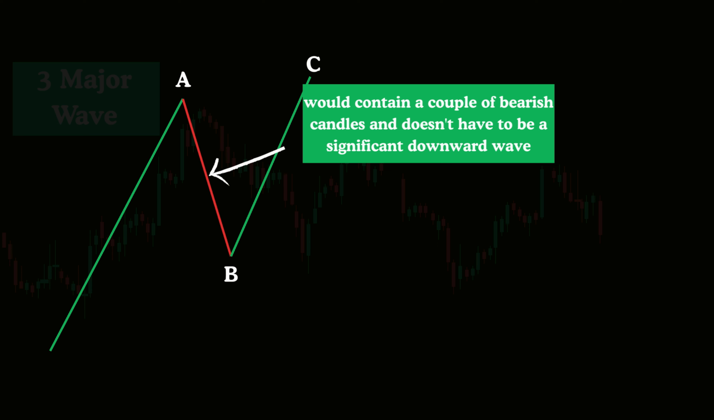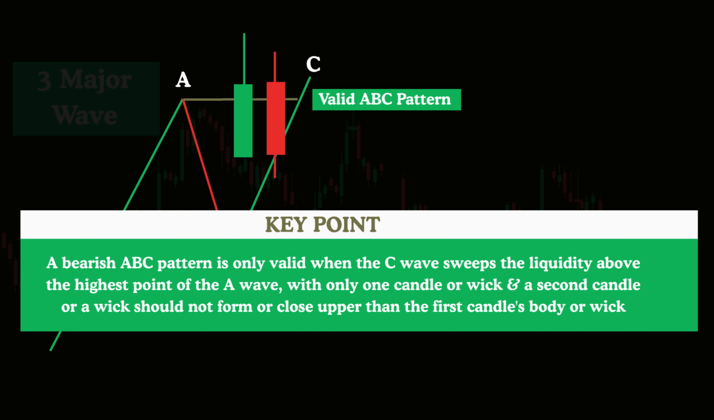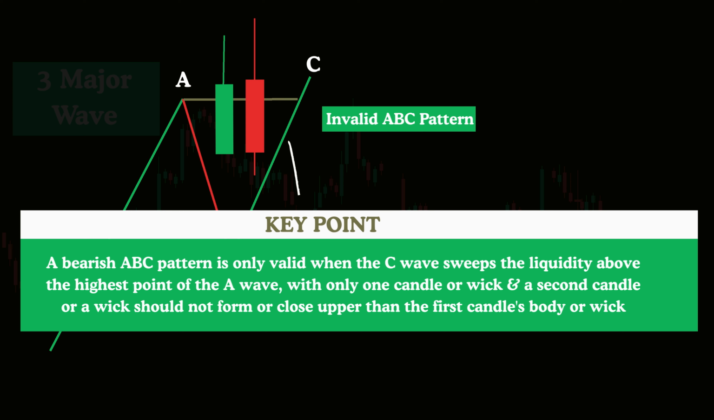According to the rules of our strategy, the key point is that a bearish ABC pattern is only valid when the C wave sweeps the liquidity above the highest point of the A wave with only one candle or wick, and a second candle or wick should not form or close higher than the first candle's body or wick. We want to see price immediately change direction and get back into the range below the high after sweeping liquidity. Also, a bullish ABC pattern is only valid when the C wave sweeps the liquidity below the lowest point of the A wave with only one candle or wick, and a second candle or wick should not form or close lower than the first candle's body or wick.